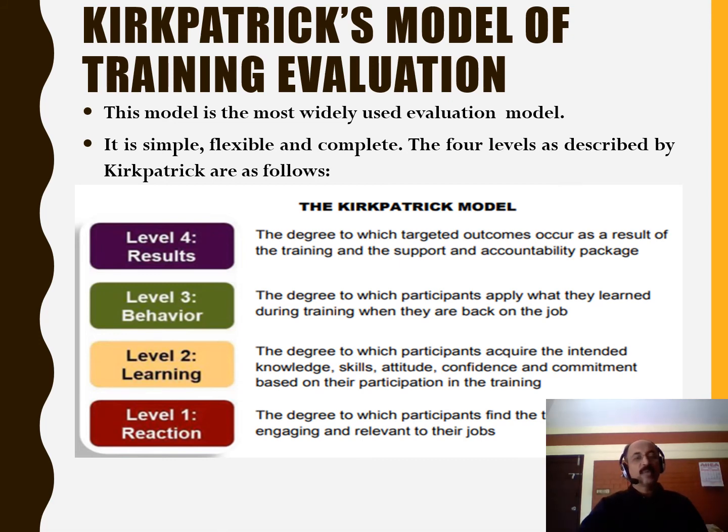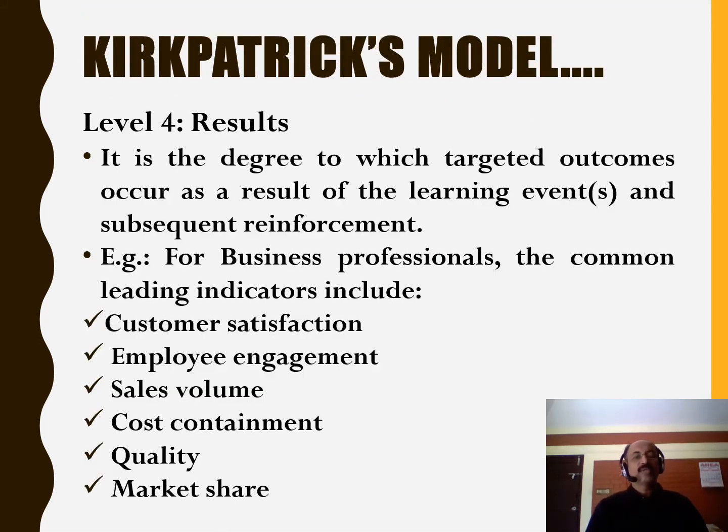Let us analyze one by one. Let us look at the first one, level 4 results, because that is the main thing that we are interested in. Results is the degree to which the targeted outcomes occur. For example, you have gone for a training on business skills. The targeted outcomes should be customer satisfaction, employee engagement, sales volume, cost containment, quality, market share. These are basically the indicators that you want to learn.